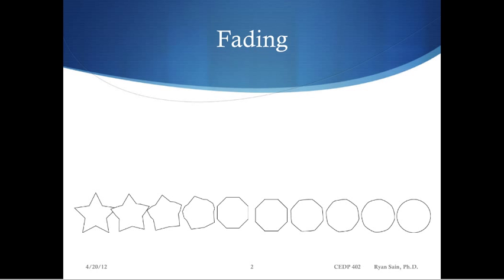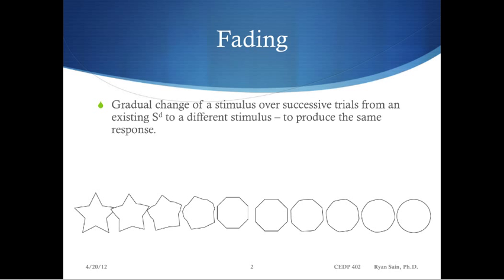So essentially, that's all we're going to do. We're going to take one stimulus and we're going to change it into another one. And that stimulus can be all sorts of things. So let's take a look a little further. All right, so gradual change of a stimulus over successive trials.